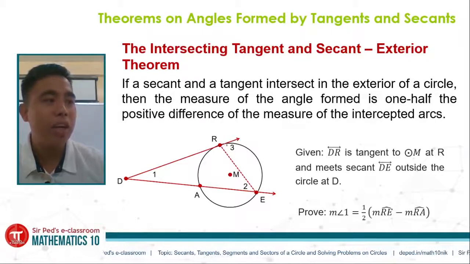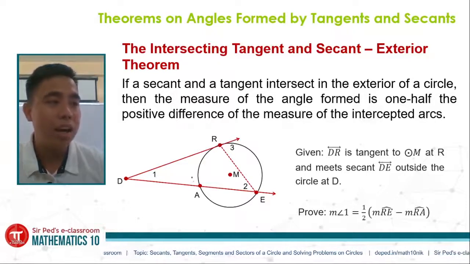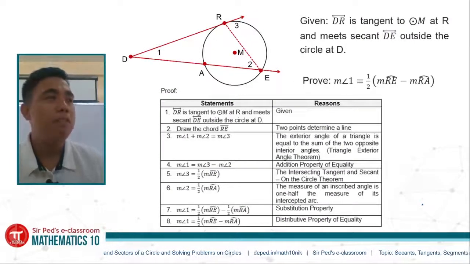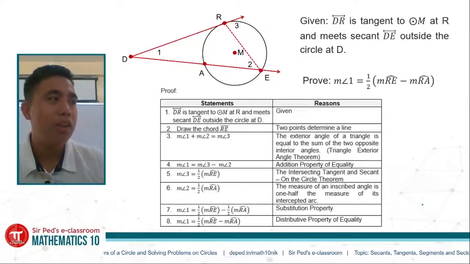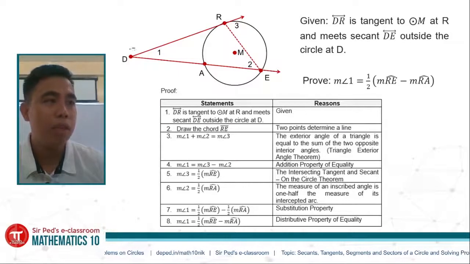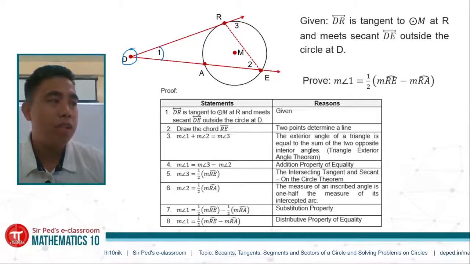The intercepted arcs here are arc RE and arc RA. So we are going to prove that the measure of angle 1 is equal to 1/2 the measure of arc RE minus the measure of arc RA. So let's prove that one. So given natin, we have line DR as tangent of circle M at R and secant RE outside the circle at D. So yung point of intersection nila at point D. We're going to prove that the measure of angle 1, this angle, is equal to 1/2 the positive difference of the measure of arc RE minus the measure of arc RA.